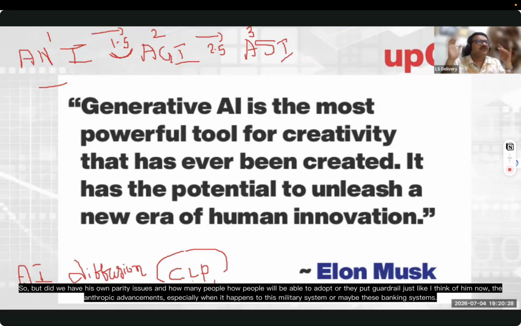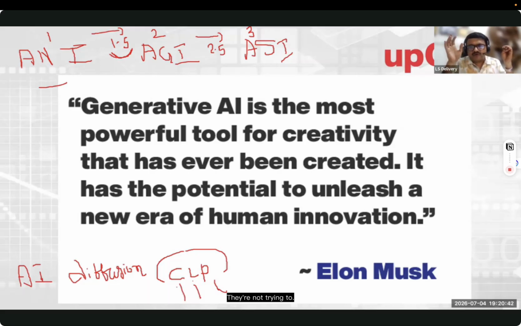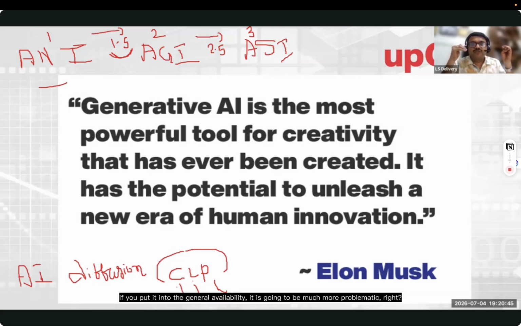But it will have its own parity issues and how people will be able to adopt, or they put guardrails. Just like think of the Anthropic advancements, especially when it happens to military systems or maybe banking systems. If you put it into general availability, it is going to be much more problematic, right? So it will be a weapon for other people to bring down the existing systems. Everybody knows there will be loopholes. It's not like security proof and all. But if you see on the other side, that's why I think they are not making it available to the public right now.